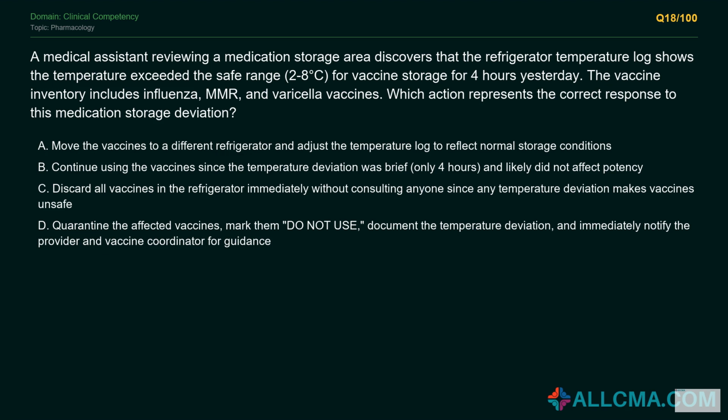Option A. Move the vaccines to a different refrigerator and adjust the temperature log to reflect normal storage conditions. Option B. Continue using the vaccine since the temperature deviation was brief, only 4 hours, and likely did not affect potency. Option C. Discard all vaccines in the refrigerator immediately without consulting anyone since any temperature deviation makes vaccines unsafe. Option D. Quarantine the affected vaccines, mark them do not use, document the temperature deviation, and immediately notify the provider and vaccine coordinator for guidance.